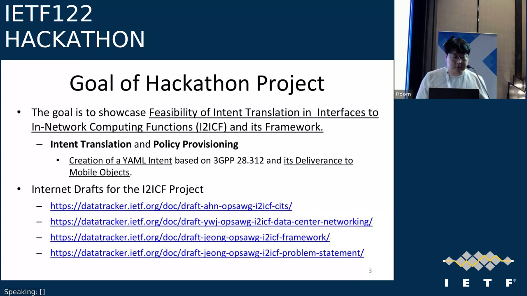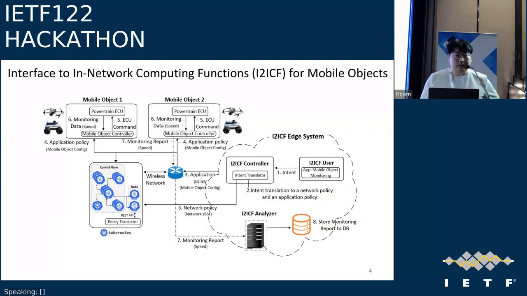Our hackathon project's goal is to show the feasibility of intent translation in the interface to in-network computing function and its framework. And also you can see the detail about the Internet draft for the I2ICF project in this page. And this is the architecture for our project. As you can see, there are two parts: one is the edge system, and the other part is the mobile object part. It can start from the user part, and the user gives the intent to the controller part.